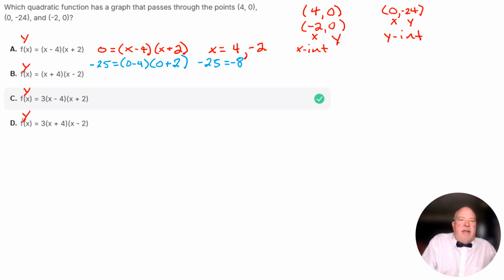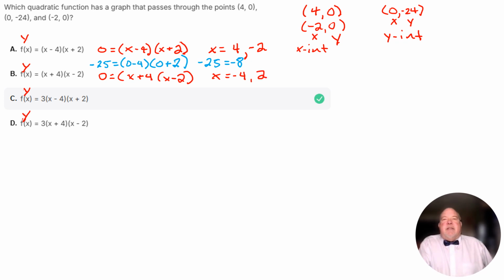Then let's do the same thing for B. For B, I'm going to check the x-intercept first, so I plug in 0 for y. So 0 equals x plus 4 times x minus 2. The x-intercepts for this would be -4 and +2, which is not correct. So I don't even need to check the y-intercept. I know it's not B.